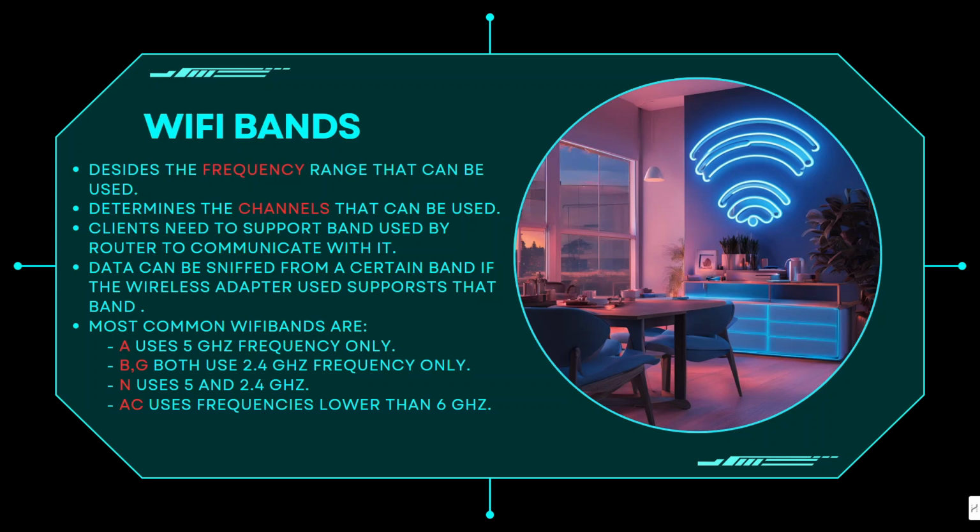Now the 5 GHz band. The 5 GHz band is faster and less crowded. It gives you better speed and performance, but its range is shorter. It does not travel through walls as well, so it's best for close range connections.